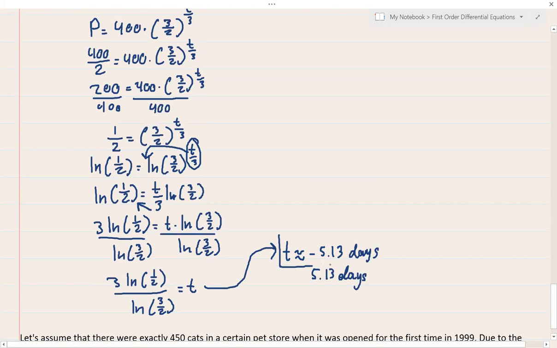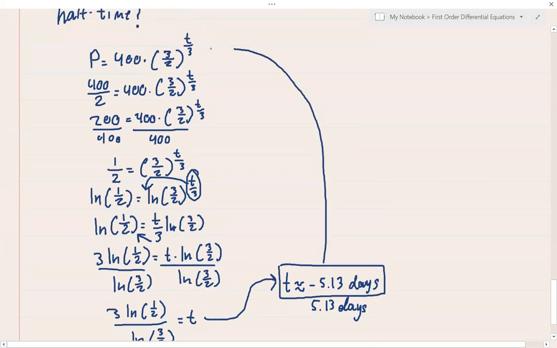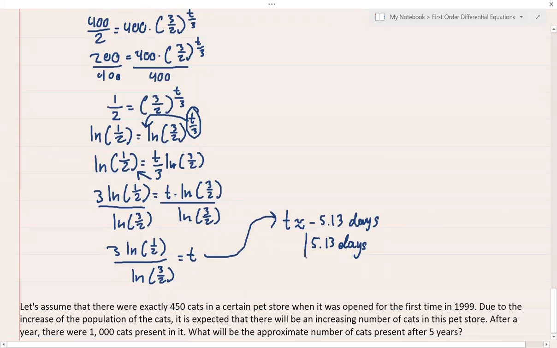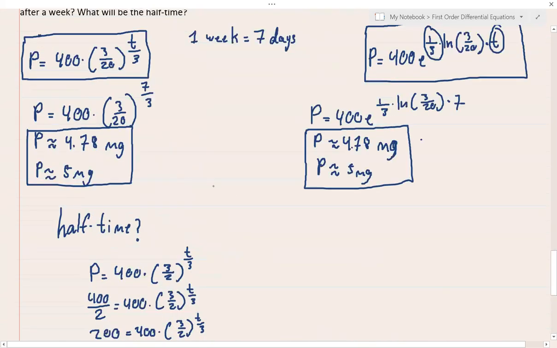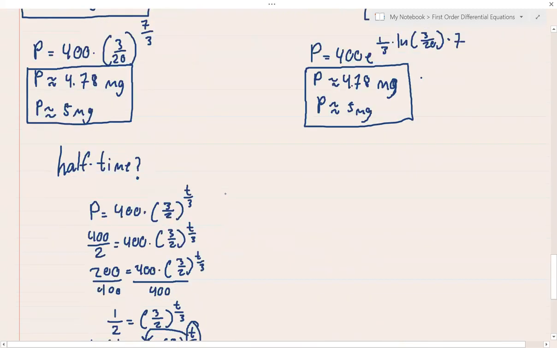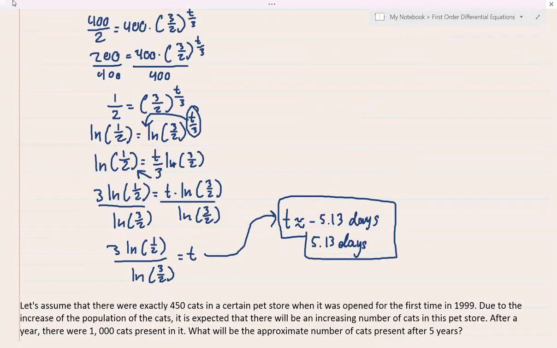Especially ito, may sense to kapag sinubstitute mo siya sa formula natin dito. So yeah, anyways, ito na yata yung sagot natin for the second question and for the first question. So now let's proceed to the last.